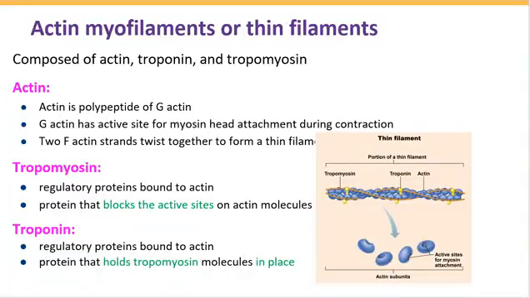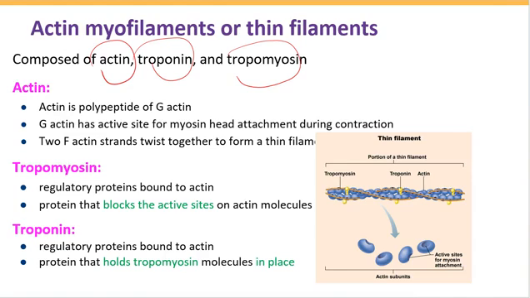Okay, next let's look at the thin filament. Thin filaments are mostly made up of actin, but they also have two proteins called troponin and tropomyosin. The actin comes together to form long strands. These strands have binding sites for myosin heads, which are important for contraction.